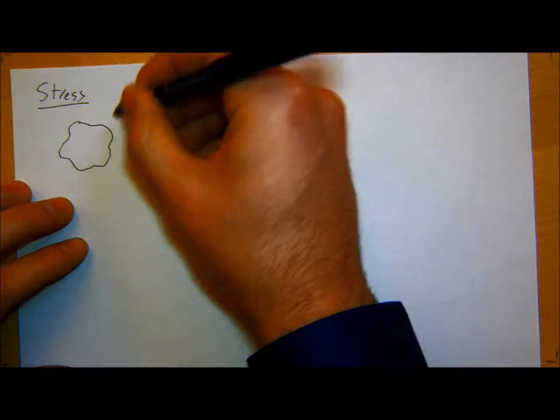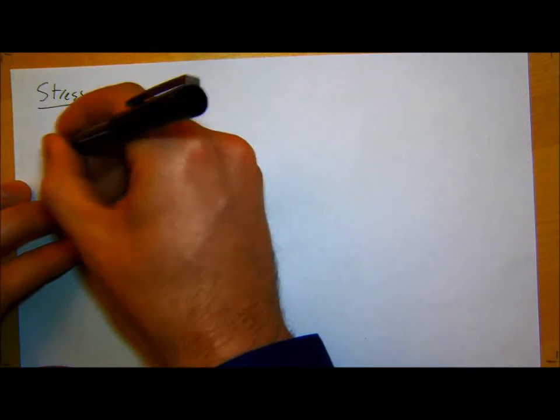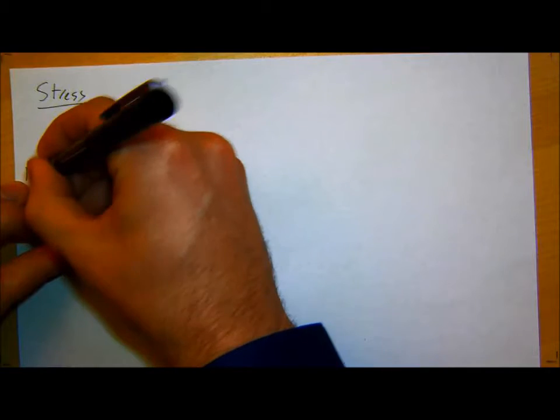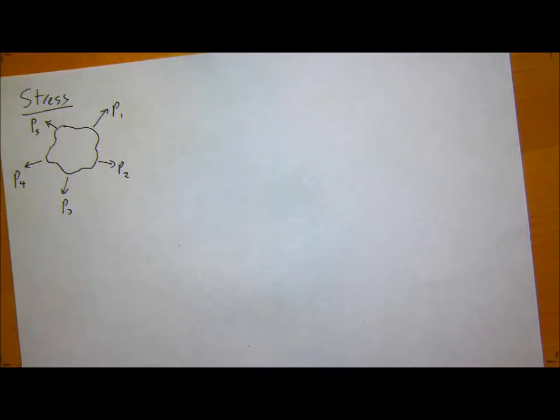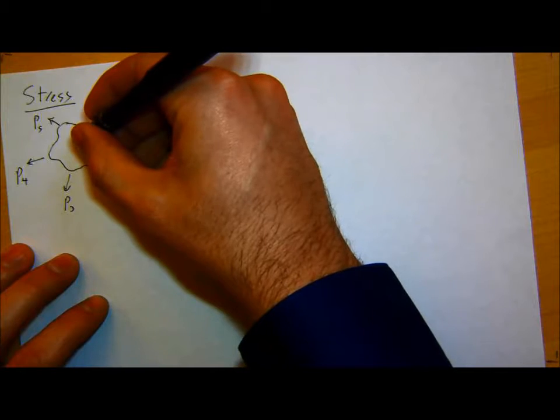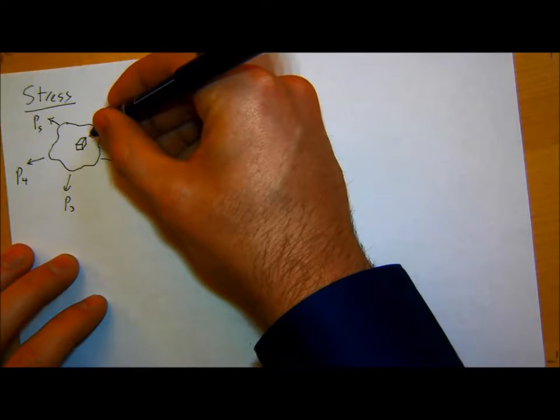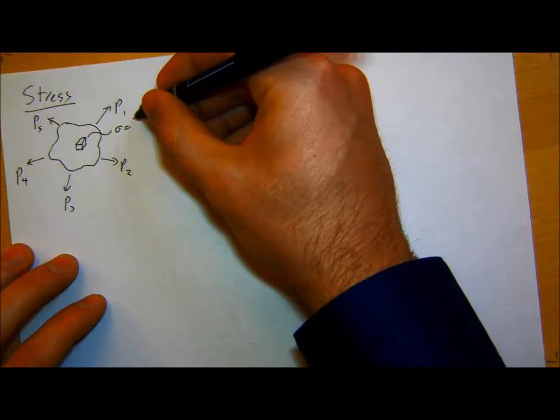So stress: if I take some arbitrary body shape and I apply some loads P to it, say P1, P2, P3, P4, P5, all of a sudden with this very non-uniform geometry, I can't define a stress that's uniform throughout the body. I can't say there's one stress sigma, the force divided by the area, because the area is no longer constant and the force is no longer only in one direction. It's kind of a weird, complicated body. So what I want to do is look at what the stress in a very small unit volume is. So in this little box, what is the stress?